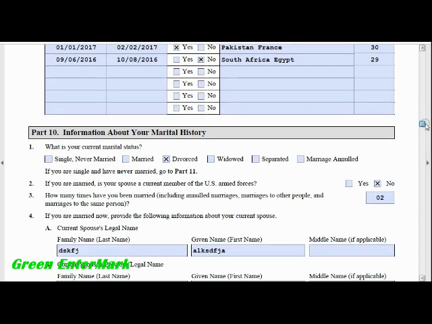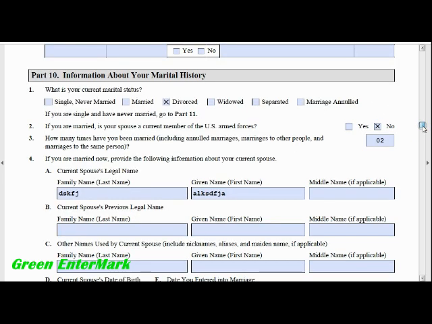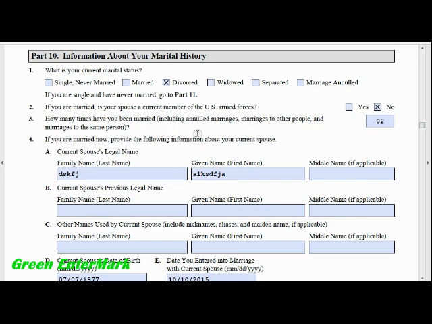Then part 10, information about your marital history. What is your current marital status? Are you single, never married, married, divorced, widowed, separated, or marriage annulled? Okay. If you are single and have never married, you have no need to fill out this section. You have to go to part 11. Okay. If you are married, divorced, widowed, separated, or marriage annulled, you have to fill out this part.